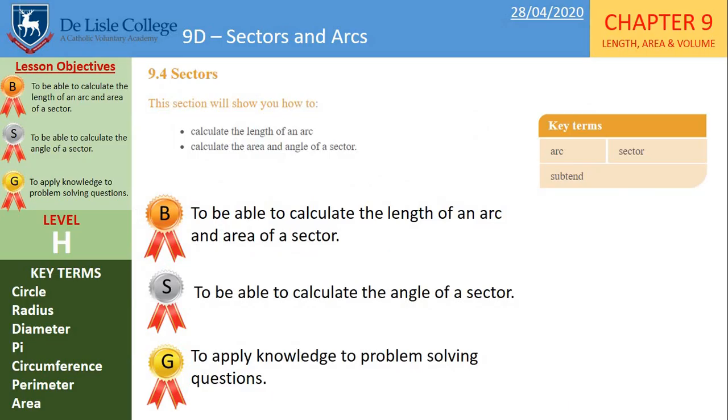Okay, so firstly today we are looking at sectors. So looking at the area of them and the length of their arcs. So we will see what that is shortly. The silver objective is to be able to calculate the angle, and the gold objective is to have a look at problem solving questions.